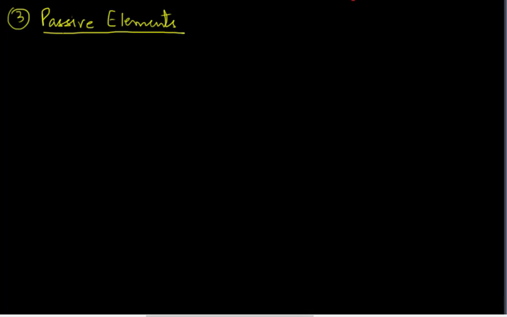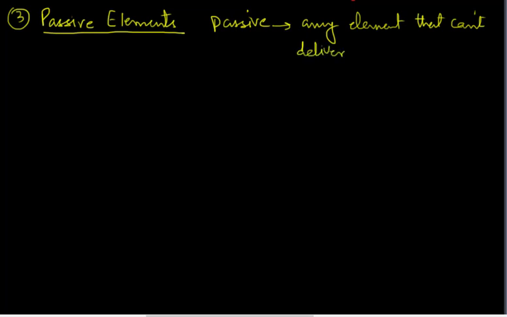So passive actually means any element that cannot deliver energy. All those elements which cannot deliver energy are going to be categorized as passive elements. Let me give you an example and you are going to understand that. So for example, a resistor.